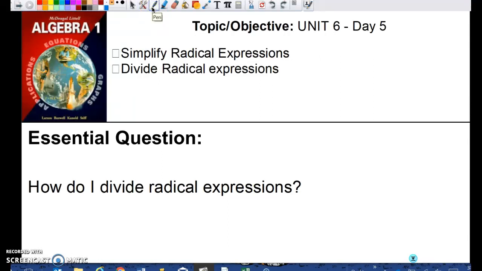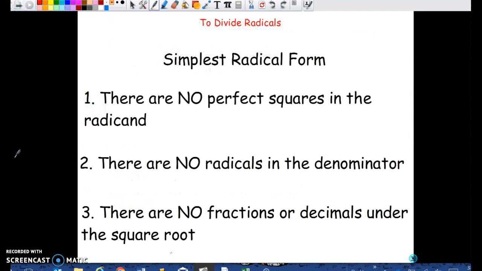Okay, welcome to the day 5 video. It's actually lesson 4, but it's the 5th day of our unit so far. Today we're going to simplify more radical expressions and divide radical expressions. And the question today in your notes is, how will I divide radical expressions? So far I've added, subtracted, multiplied, and now I will divide.